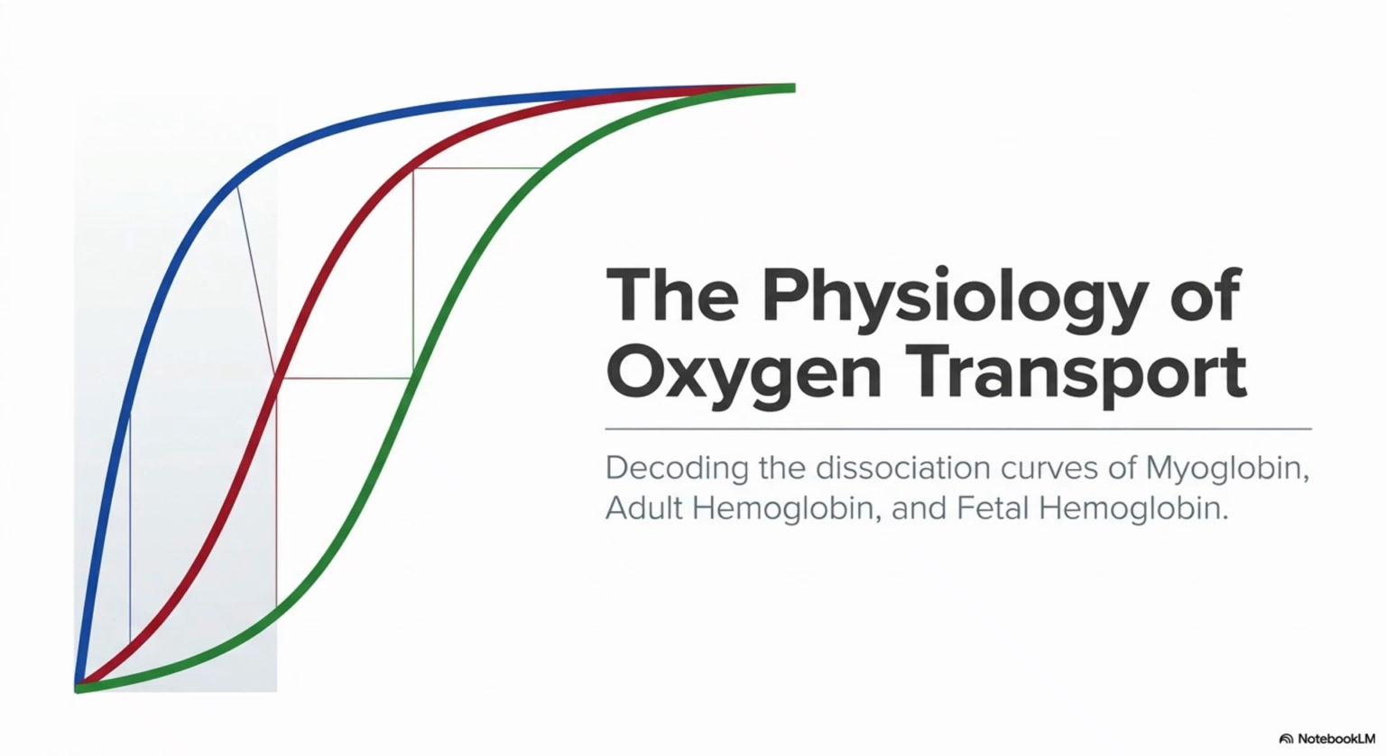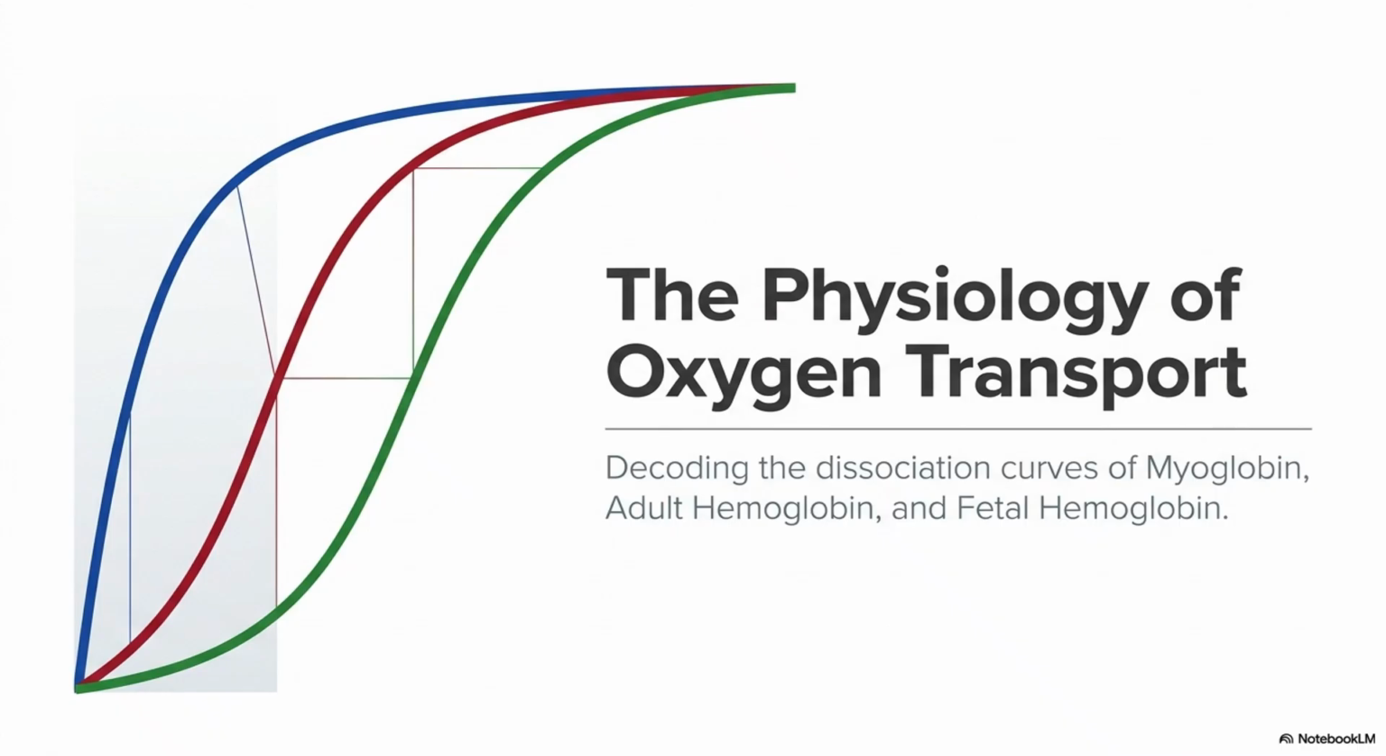In today's video, we are going to understand one of the most important concepts of human physiology and a very important topic for NEET: the oxygen dissociation curve. We will try to understand why myoglobin has a hyperbolic curve. What is the curve for the fetal hemoglobin?